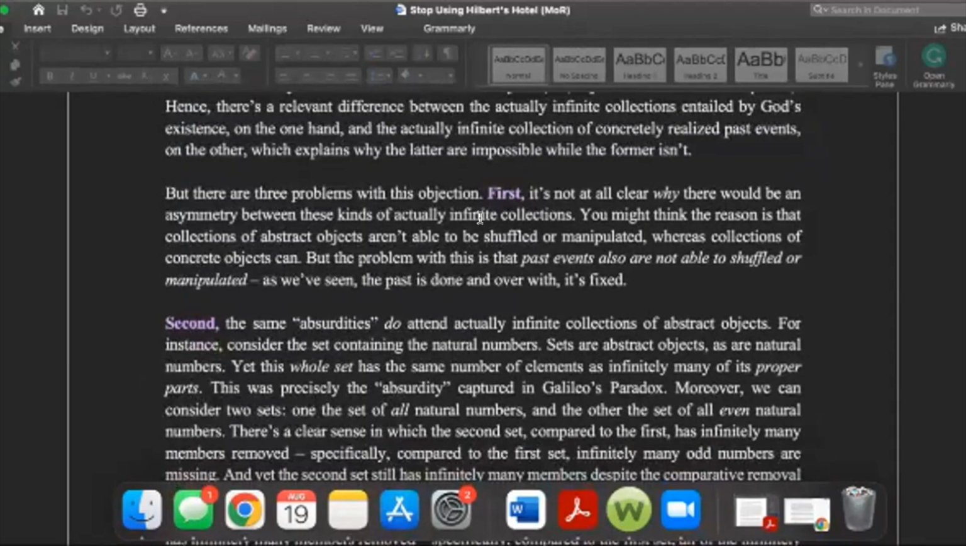Second, the same quote-unquote absurdities actually do attend actually infinite collections of abstract objects. For instance, consider the set containing the natural numbers. Sets are abstract objects, as are natural numbers. Yet this whole set has the same number of elements as infinitely many of its proper parts. This was precisely the absurdity captured in Galileo's paradox.